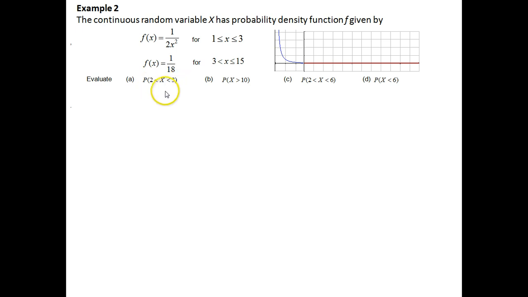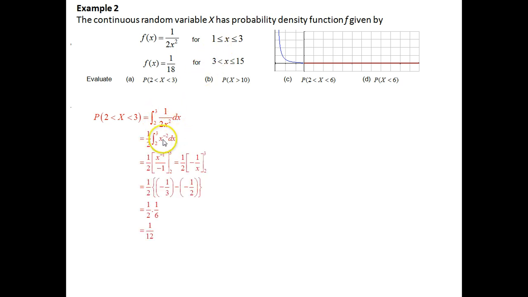So between 2 and 3, I just use that function. So I integrate between 2 and 3, the first function, that's the same as x to the minus 2. Add 1 to the index, so x to the minus 1 over minus 1, which is the same as minus 1 over x. I want to put the values 3 in and 2 in. So I've got minus a third minus a half, which becomes a sixth. So that area between 2 and 3 becomes 1/12.